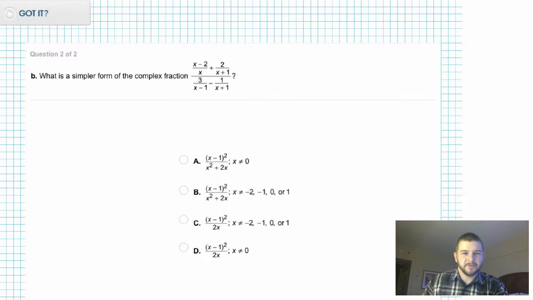And question 2 of 2. What is a simpler form of the complex fraction seen at the right? Work carefully and make your selection from the choices below.